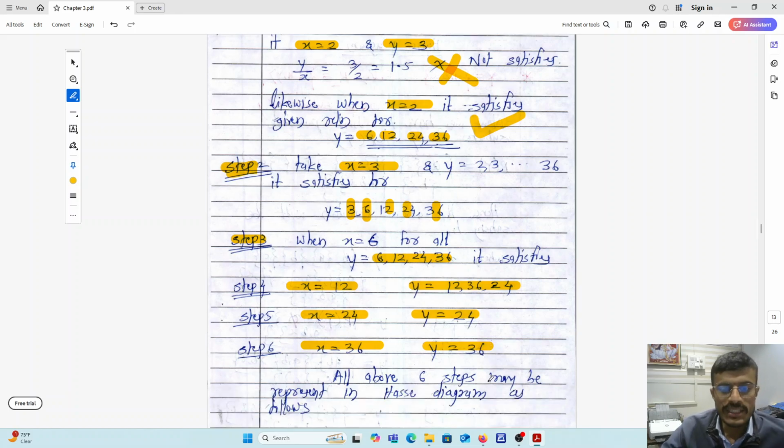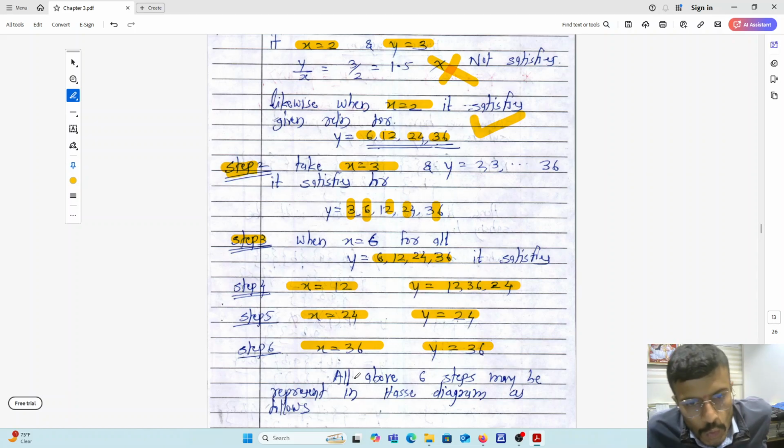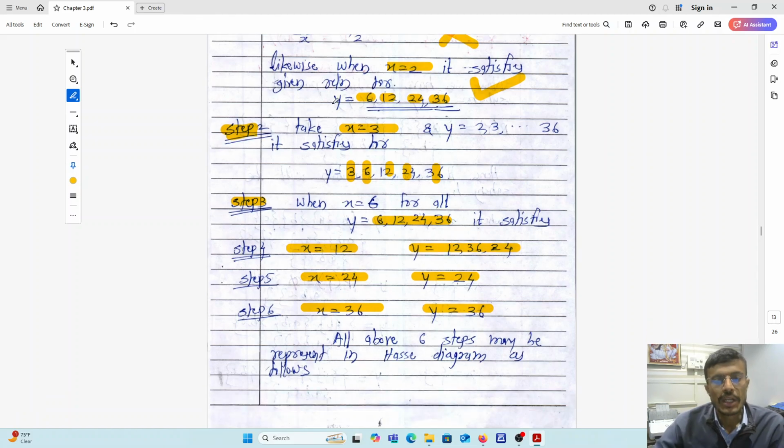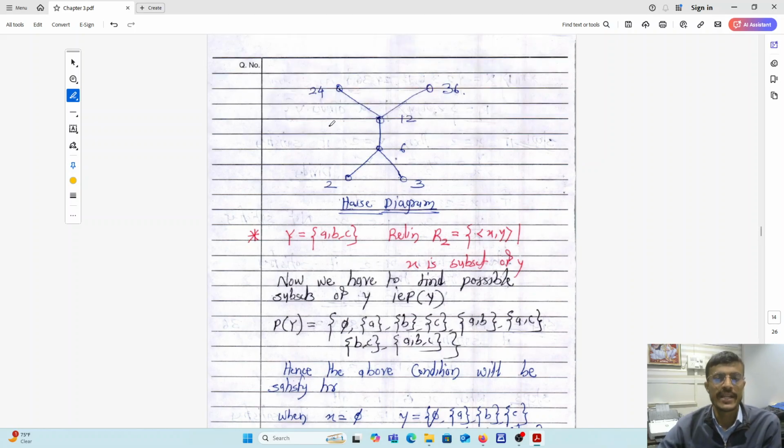So all the above 6 steps may be represented in the Hasse diagram as follows. We have simplified by taking X equal to 2, X equal to 3 and up to X equal to 36, and found the values of Y. Now, how to represent this in the Hasse diagram?